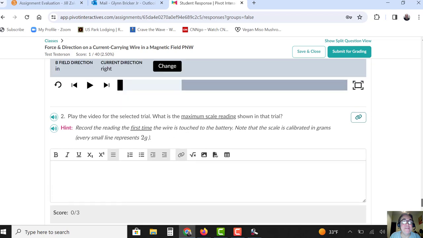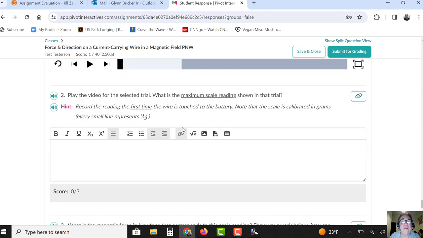This is kind of getting us started on reading this. That's what this section's all about. What's the maximum scale reading? So you again get it in grams.